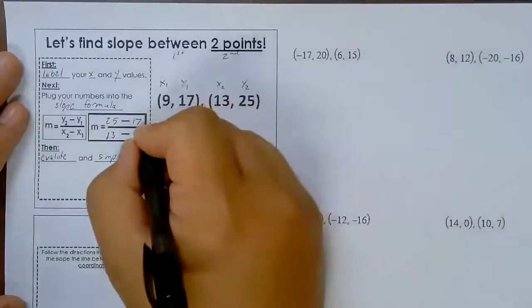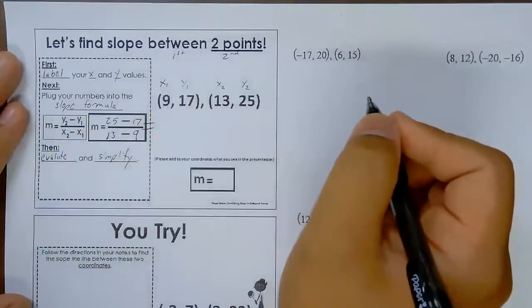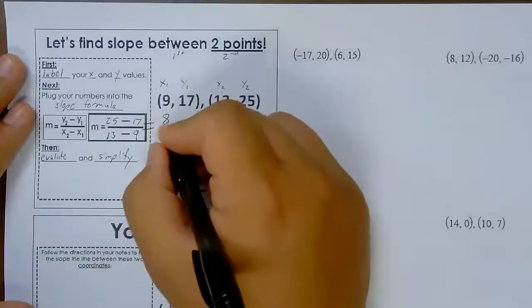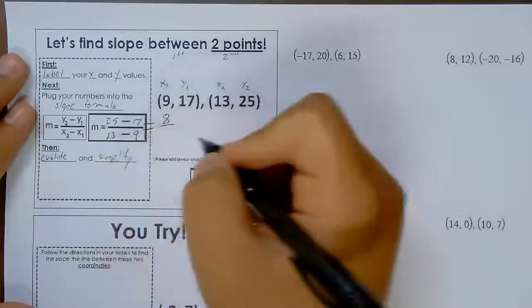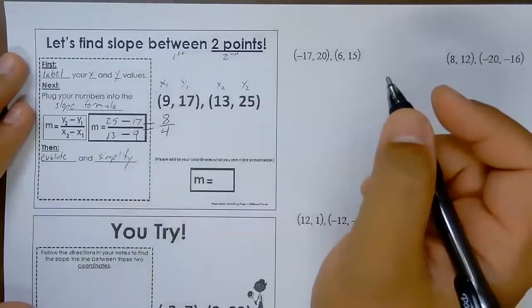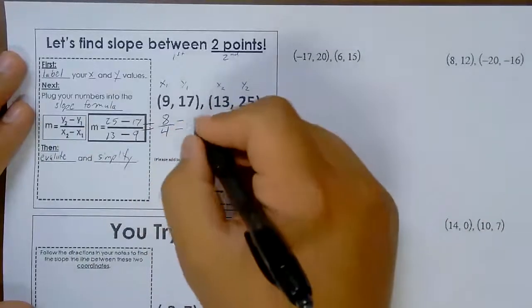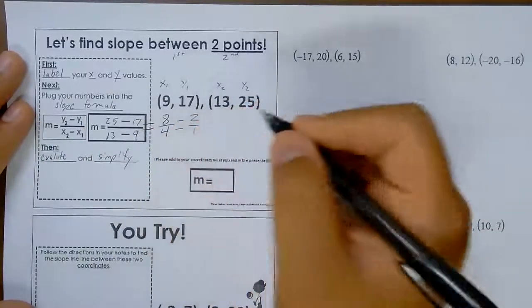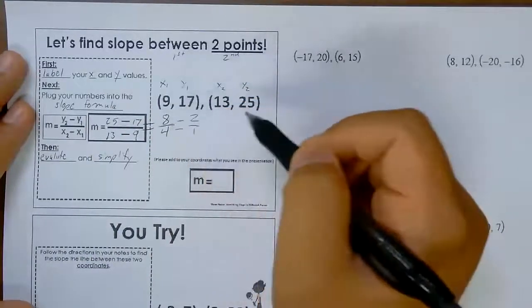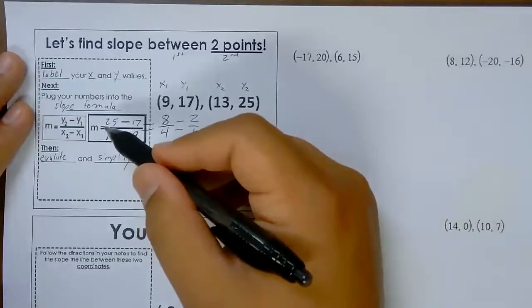Okay. I'm going to go ahead and just extend this off to the right. 25 minus 17, that is 8. 13 minus 9, that is 4. Okay. So what's simplified is 8 over 4. Simplify, it sure does, down to 2 over 1. And that's all. If we know our x values and y values, we can plug them into our slope formula.